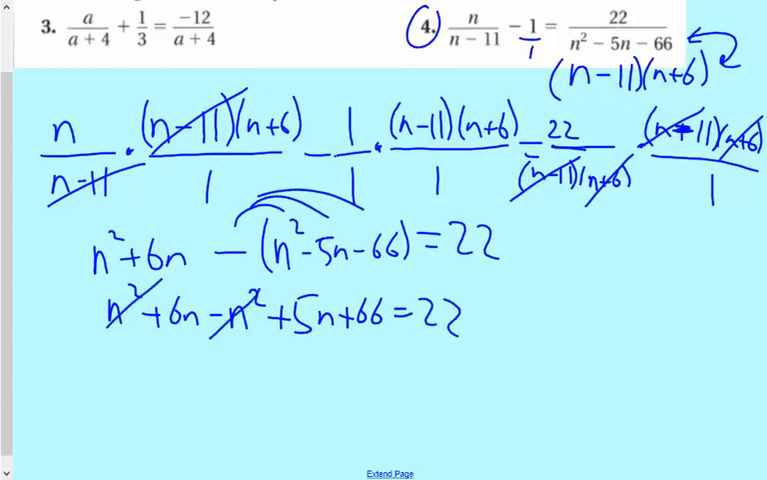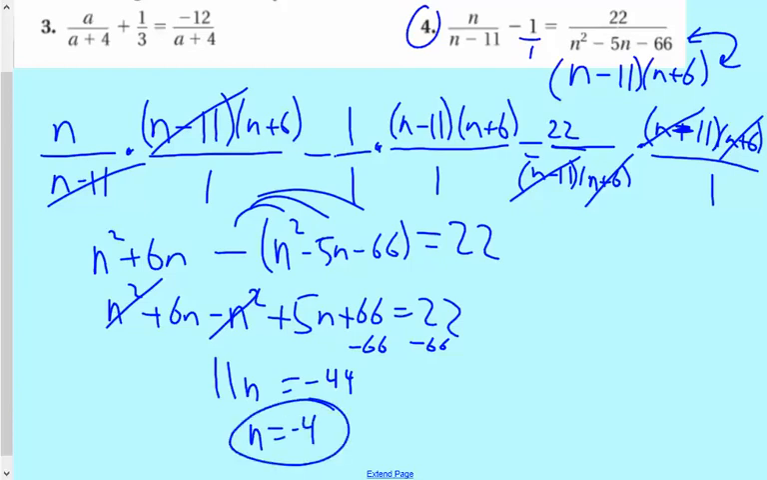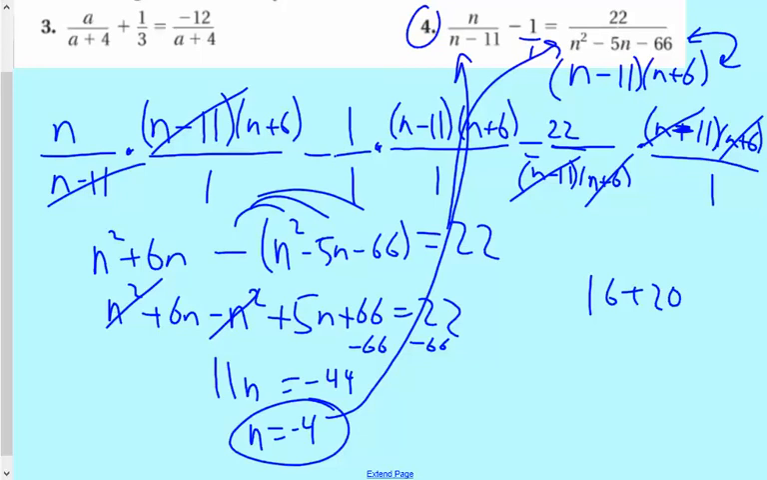Those are gone, those eliminate. I have 11n, 6 and 5 is 11. Subtract the 66. That gives me negative 44, divide by 11, and negative 4 is my answer. Let's plug that in up here. Works there. How about over here? That would be 16 plus 20 minus 66. That doesn't equal 0, so we're good to go there. So negative 4 is the answer.